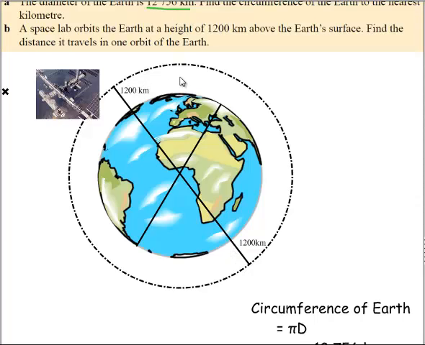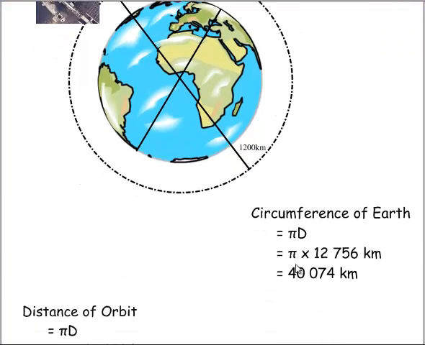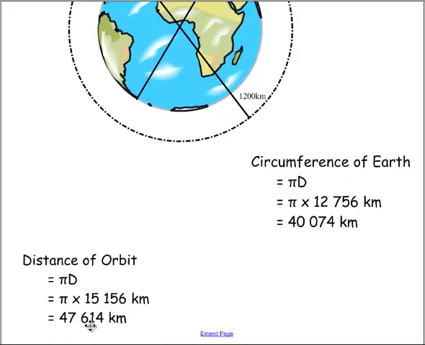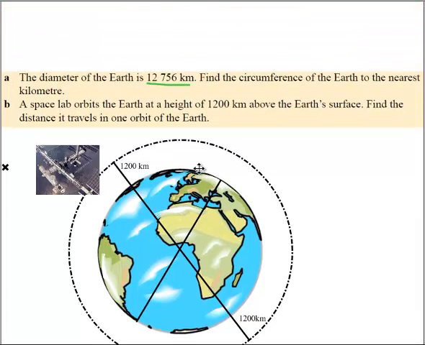So putting that in, we've got an original diameter of 12,756 plus 1,200 plus 1,200, which gives us 15,156. Multiply that by pi to give us a distance of orbit as 47,614 kilometers. So just a little bit of a light fact of how far space stations actually travel.